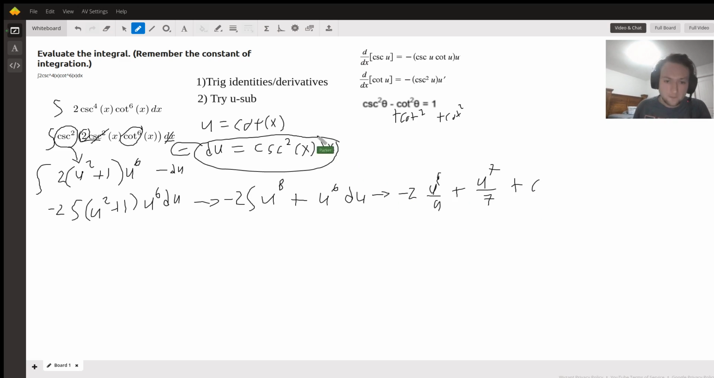And your final answer is going to involve cotangent going into each u value. And that's it. Let me know if you have any questions.